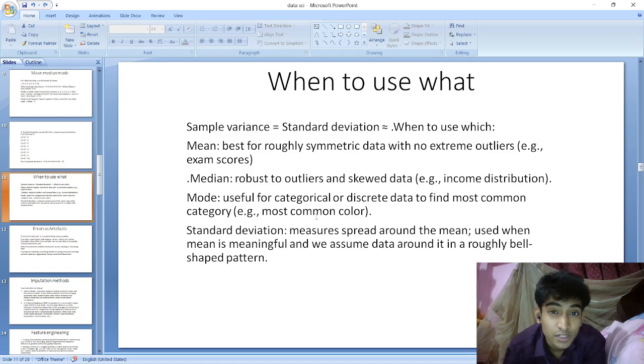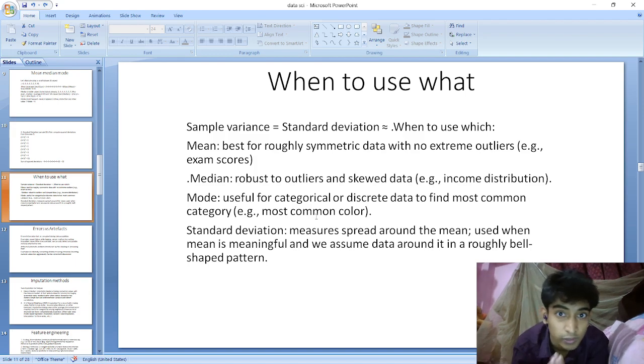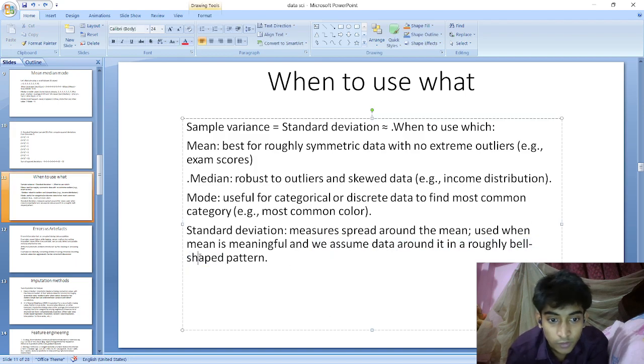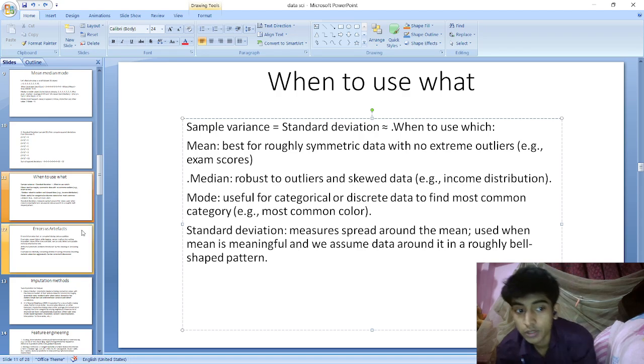And standard deviation is used to find patterns in the data, to check if the dataset is normally distributed or not, right? Here we assume the data follows a roughly bell-shaped pattern, and for the mean to be useful, the spread should be meaningful, right?